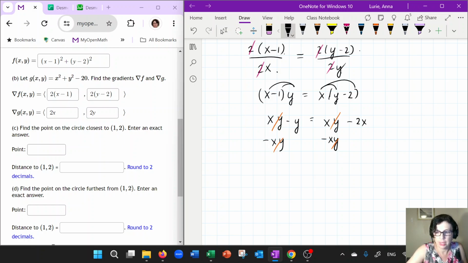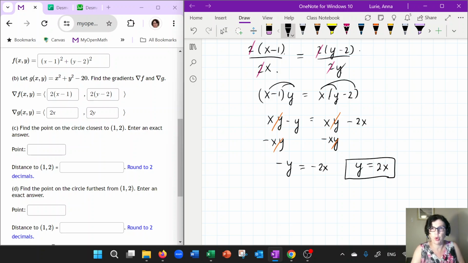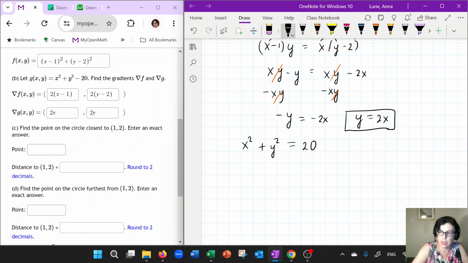Okay, and so then I get negative y equals negative 2x, which is the same thing as saying that y equals 2x. Okay, so here, using this proportion, we were able to connect x and y, but we still haven't used the constraint. So remember that you always have to go back to the constraint at the end of the problem. And x squared plus y squared equals 20, we're going to substitute 2x for y.